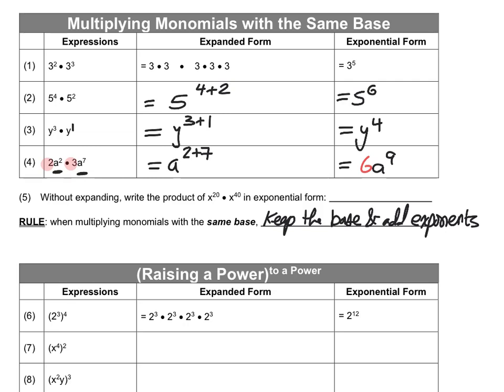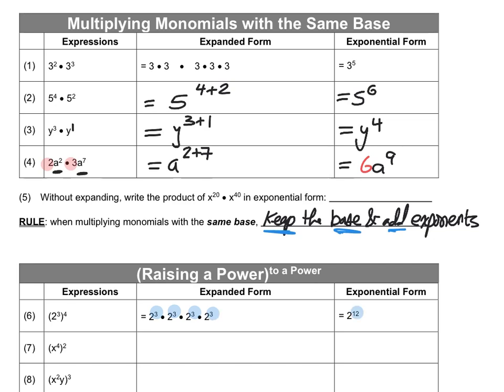In the case of number 6, 2 to the 3rd to the 4th, you can see how that's expanded out as 2 to the 3rd times 2 to the 3rd times 2 to the 3rd times 2 to the 3rd. But once you do that, you're still using the same property of keeping the base and adding the exponents. So those powers of 3 get added to one another to give you a 12.